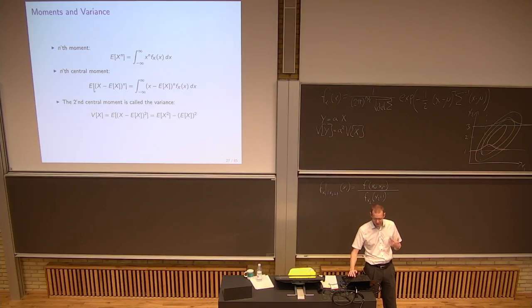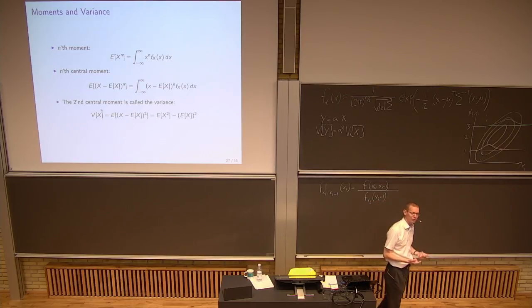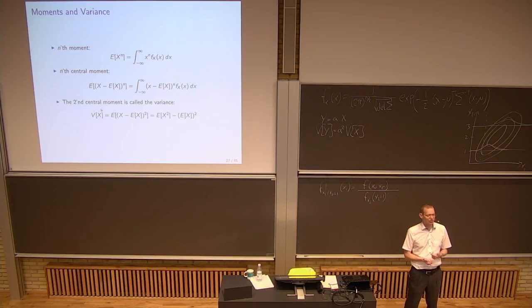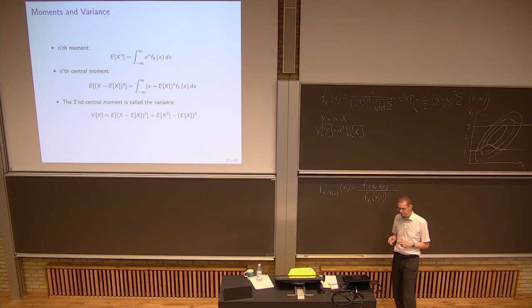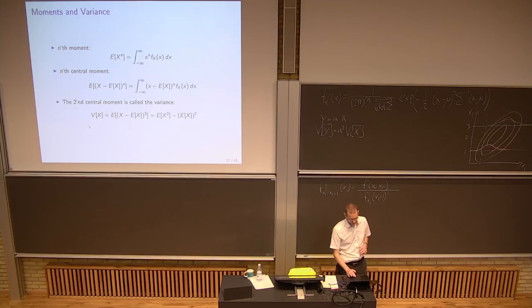You say the expectation of x minus the expected value, namely the mean value, to the nth power. And what we typically know is the variance, which is the second central moment. And we don't want to say that all the time, so we'll just use the word variance. Now, I assume that many of you have seen this before.